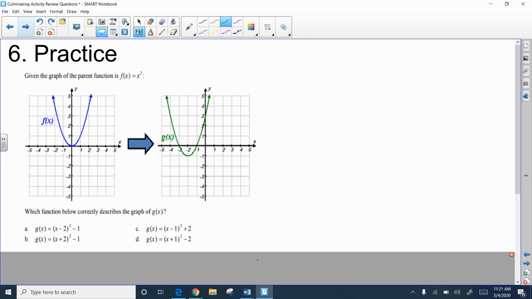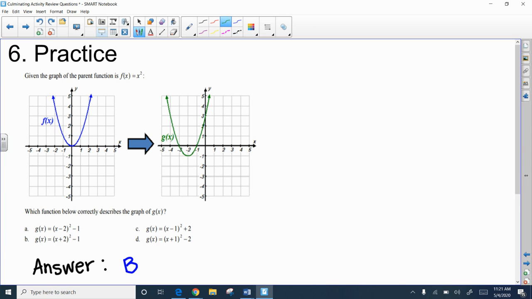All right, your turn to try one. This one, we're given a parent function of x squared, and here's the graph. So figure out what transformations are taking place and match it with the graph. Pause the video here, and once you have your answer, then check it. All right, the correct answer on this one is B, because the graph has been shifted left 2 and down 1.